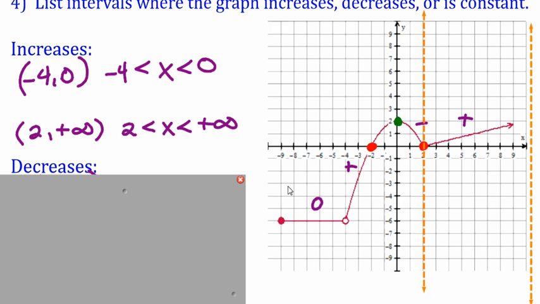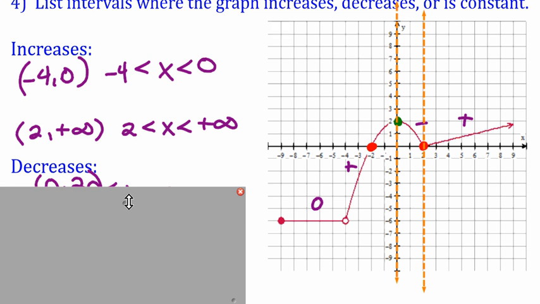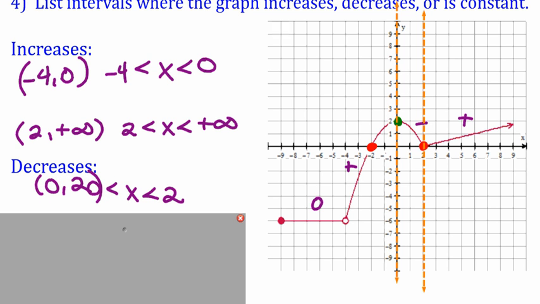So where is our function decreasing? Well, we said that's happening here on our graph. So between 0 and 2. And again, look at the change of direction from increasing to decreasing. So we have our parentheses, right? Left parenthesis, 0, comma 2. We could also write that as x is greater than 0, but less than 2. Oops, let me move that over a little bit.